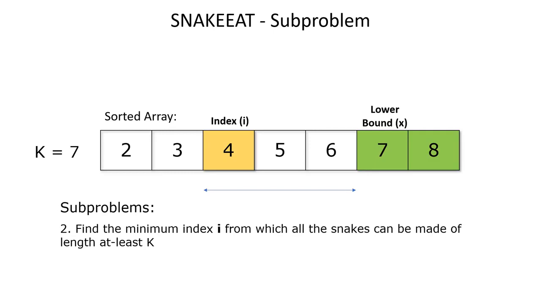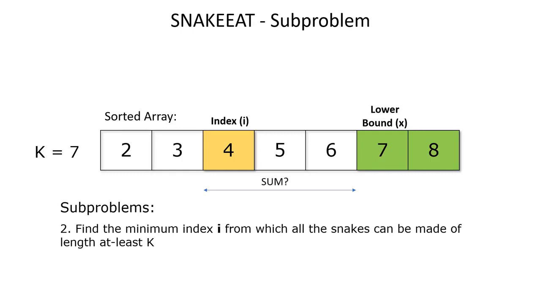Snake at index I requires 3 snakes to reach 7. Snake at index I plus 1 needs 2 snakes to reach 7. And snake at index I plus 2 needs 1 snake to reach 7. In total, they need 3 plus 2 plus 1 equal to 6 snakes for index I to be a candidate index for the answer. Mathematically, we can get the required snakes using this formula, that is number of snakes multiplied by k, which gives us the total length which is required, minus the sum of lengths we already have.